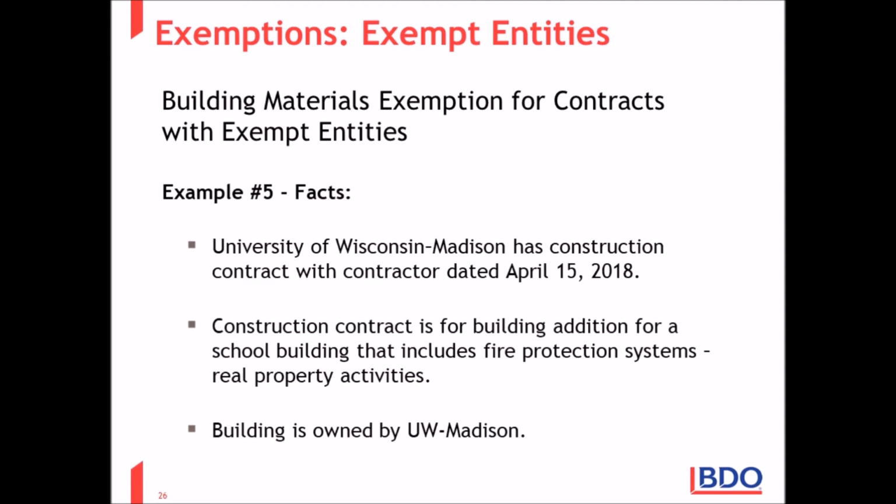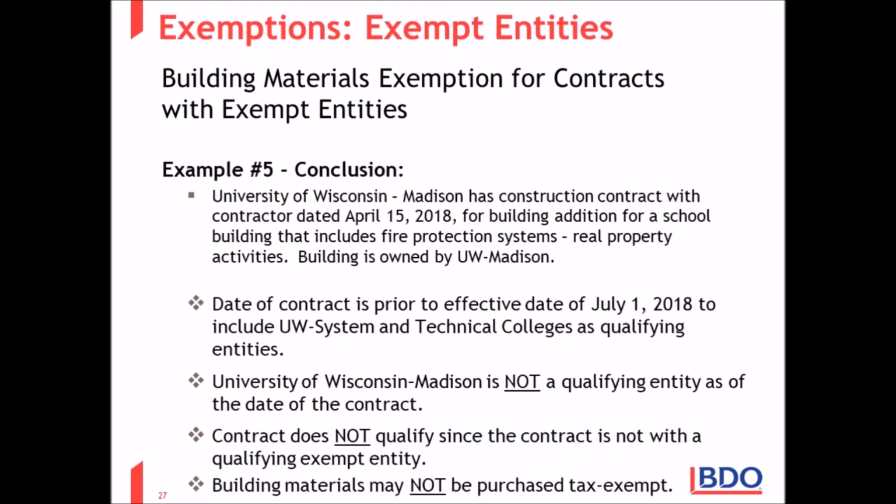So under example 5, we have a very similar fact pattern to the previous slide. The contract is with UW-Madison. The contract is dated April 15. They're going to do some real property improvements, fire protection and the like, and the building is owned by UW-Madison. The problem here is, you look at the date, it's April 15th of this year, which is after the original effective date of the statute, but before Phase 2. And when you look at the entity, it's UW-Madison. UW-Madison will be exempt under Phase 2, but it's not exempt as of April 15th. So this is not a qualifying project.